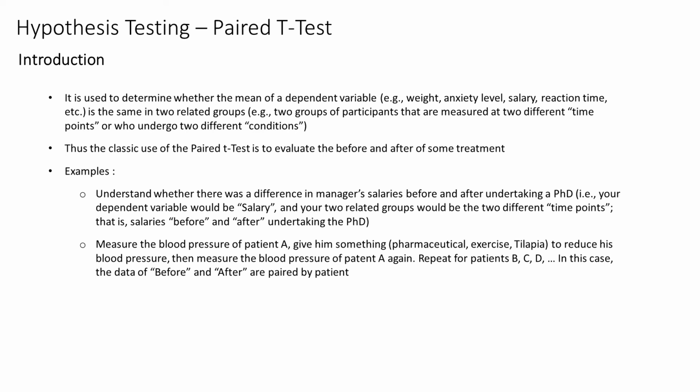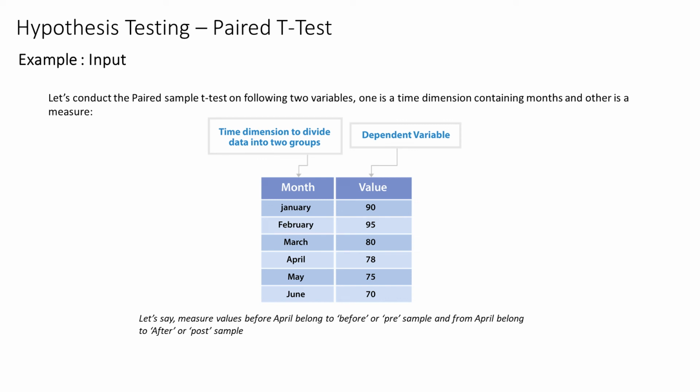The last hypothesis testing technique we will review is the paired sample t-test. This technique is used to determine whether the mean of a dependent variable, e.g. weight, anxiety level, salary, reaction time, is the same in 2 related groups. For example, one might consider two groups of participants that are measured at two different time points, or two groups that are subjected to two different conditions.